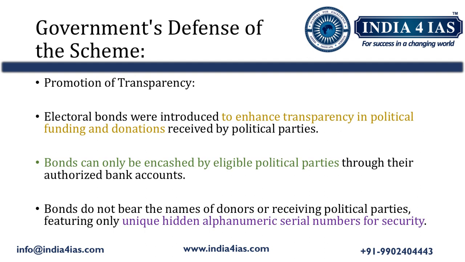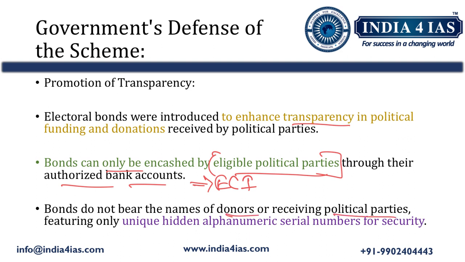Now we will try to understand how the government defended the electoral bond scheme in the Supreme Court. The government said that electoral bonds were introduced to enhance transparency in political funding. Further, it said that bonds can only be encashed by eligible political parties through authorized bank accounts registered with the Election Commission of India. The government also said that the bonds do not bear the names of the donors and receiving political parties. Instead, they have a hidden unique alphanumeric serial number for security purposes.